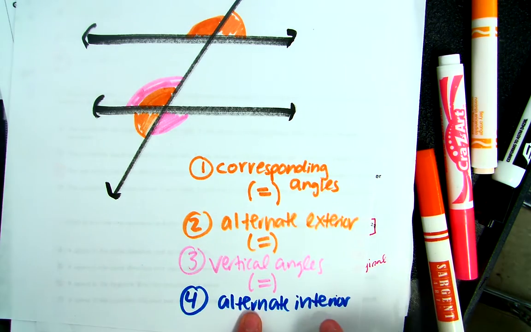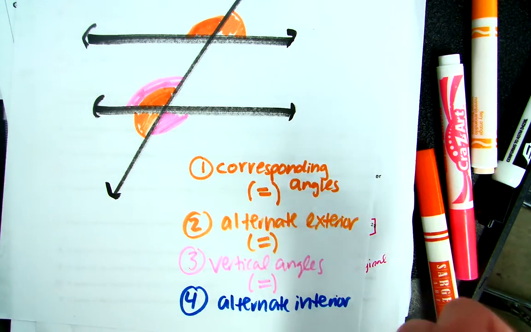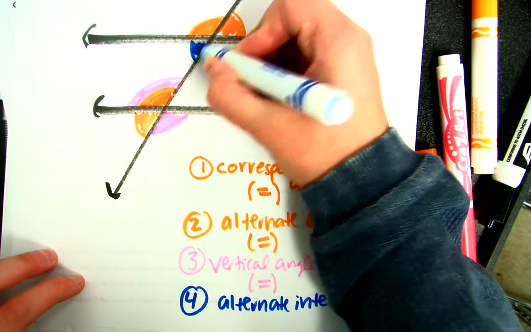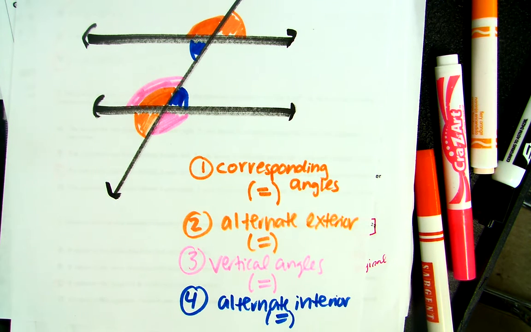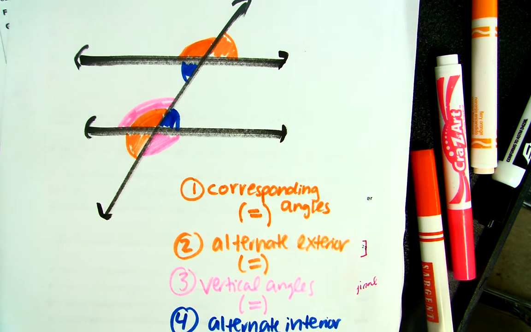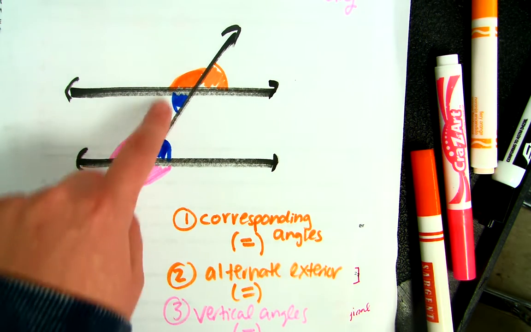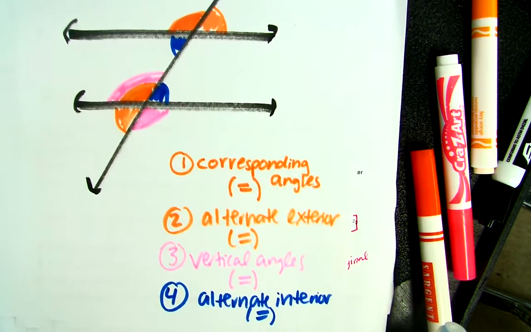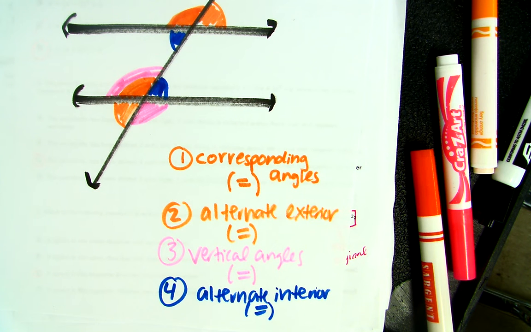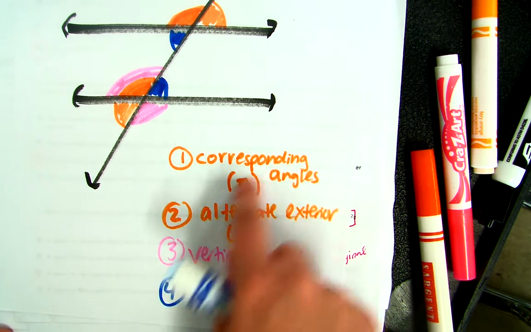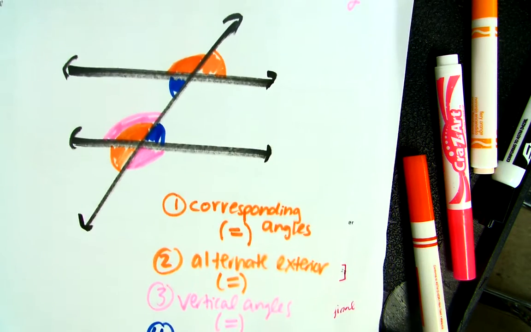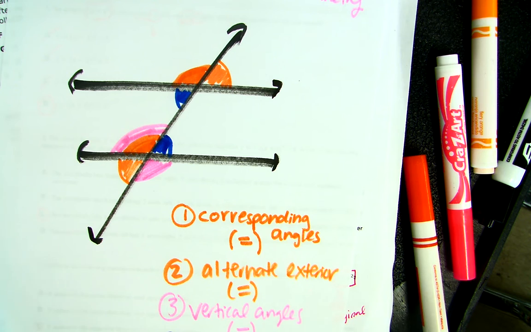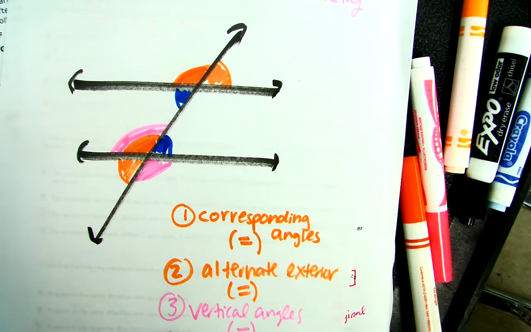Alternate, again, means opposite. Interior means they're going to be on the inside. So alternate interior angles would be like this one and this one. And those are also, again, both equal. So I'm going to go up so you can see. This one and this one, they're alternate and they're on the inside. Those are the four that are equal: corresponding angles, alternate exterior, vertical angles, and alternate interior.